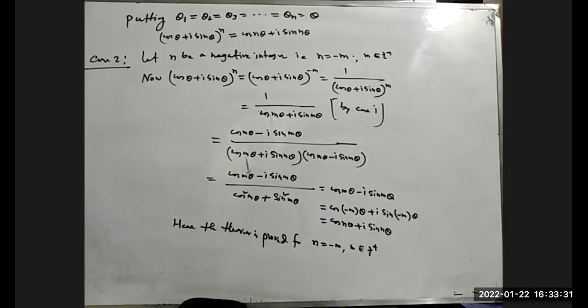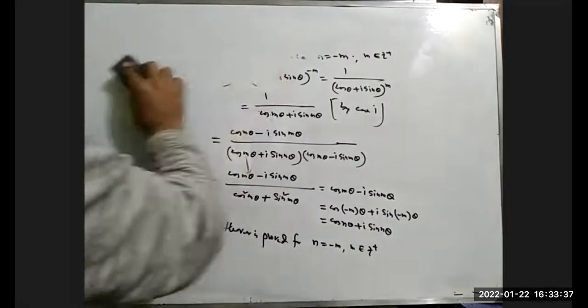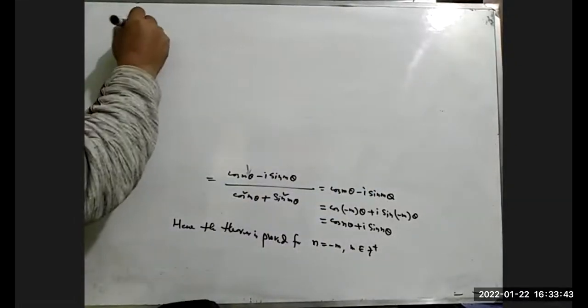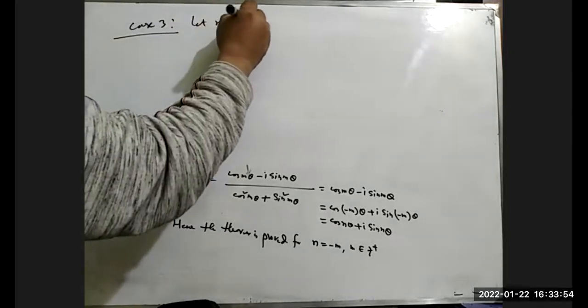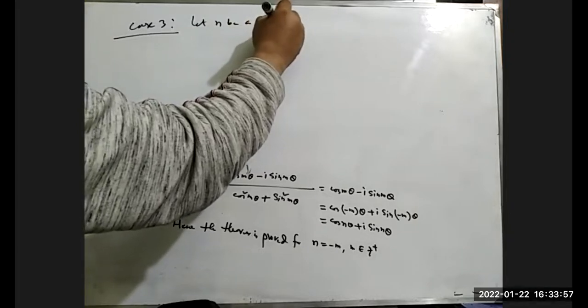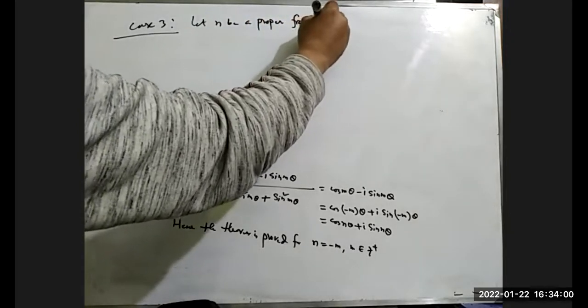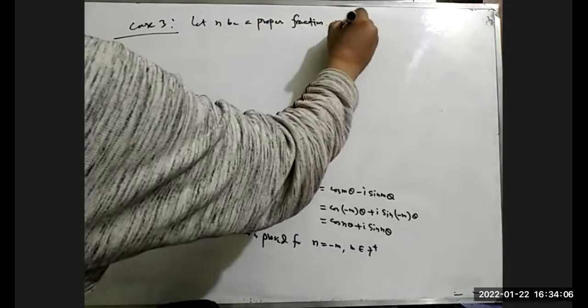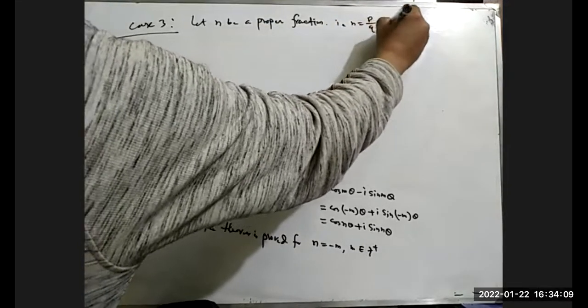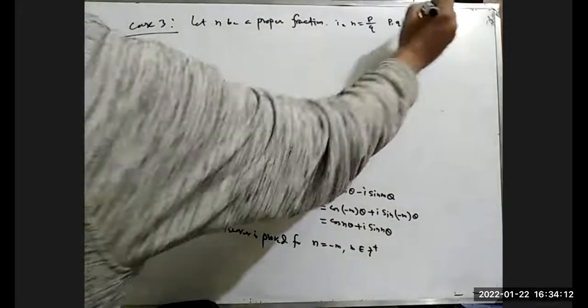Now another case, case 3. Let n be a proper fraction. That means n equals p by q, where p and q belong to positive integers.